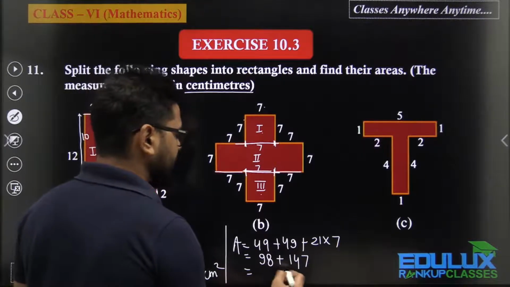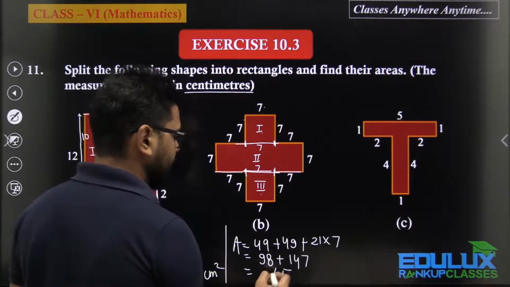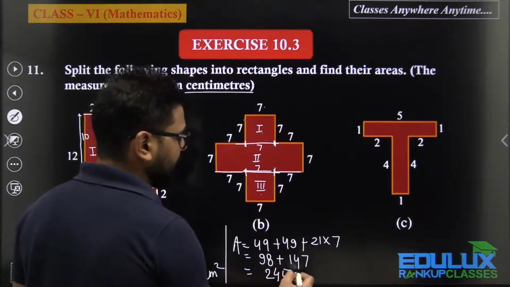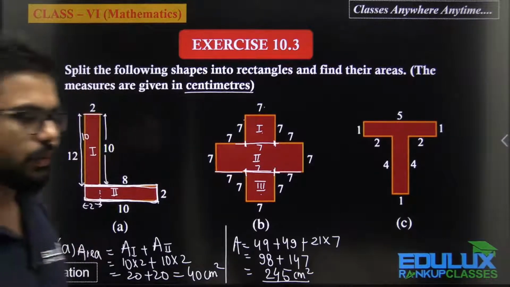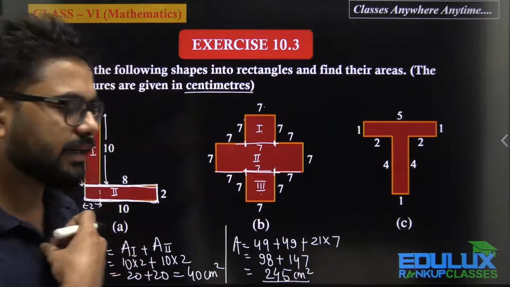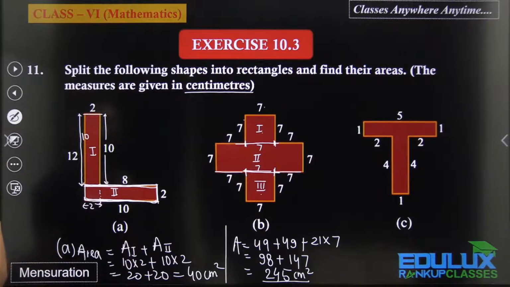7, 8 plus 5, 15, 9 for 13, 1, 13, 1, 14, carry 1. So 245 centimeters square is the answer for B part. No, your both answers are incorrect. As you can see, this is how we are going to find the areas. Clear?